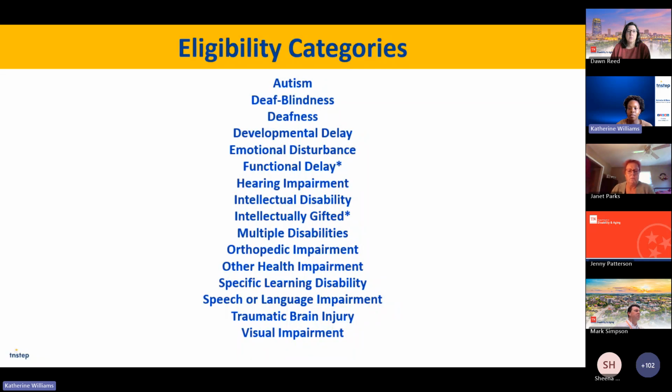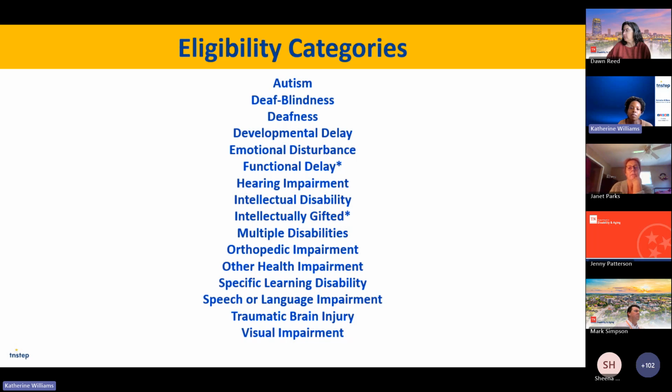So emotional disturbance might be ongoing emotional or behavioral challenges. Functional delay could be focusing on significant learning or daily skill delays. And then another one that often comes up is other health impairment. This could be conditions such as ADHD or something that could affect the child's focus or alertness or stamina. These are often questions that we'll get about different areas and what those areas specifically mean.